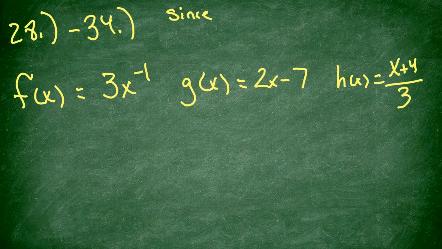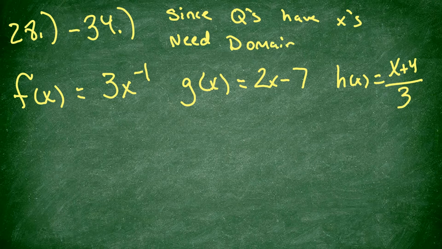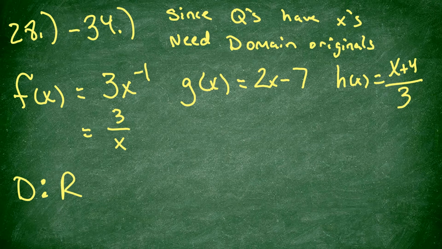Since our questions have x's in them, I know I'm going to need domain later. So right away, I'm just going to find the domain of all these now, because they'll be my originals I look at the end. Remember, no negative exponents, so I make this 3 over x. And when I think of my domain, remember it always starts as all the real numbers.